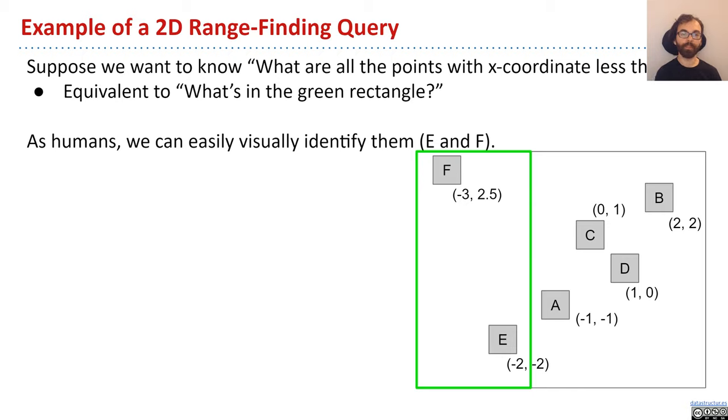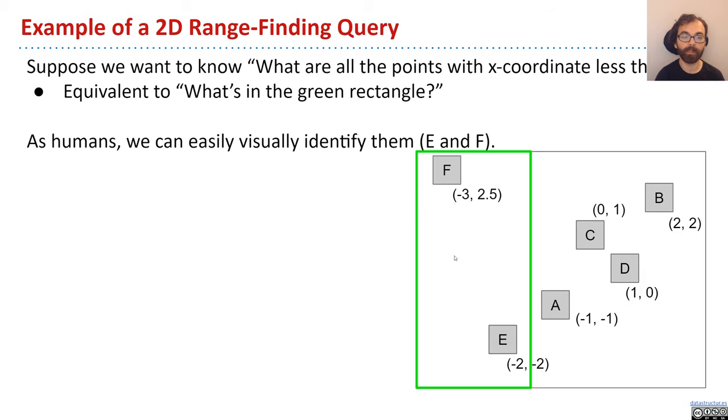As a specific example that we can try, we're going to do what we called a range-finding query earlier. Now let's say we have the following data. We have A, B, C, D, E, and F at these points in space. What I want to do is find all the points that have x-coordinate less than negative 1.5. In other words, things that lie in this green query rectangle, which has a right boundary at x equal to negative 1.5, and it goes infinitely off in those directions. As humans, we can easily identify the answer to the problem. I know that E and F are the points that are inside this rectangle.